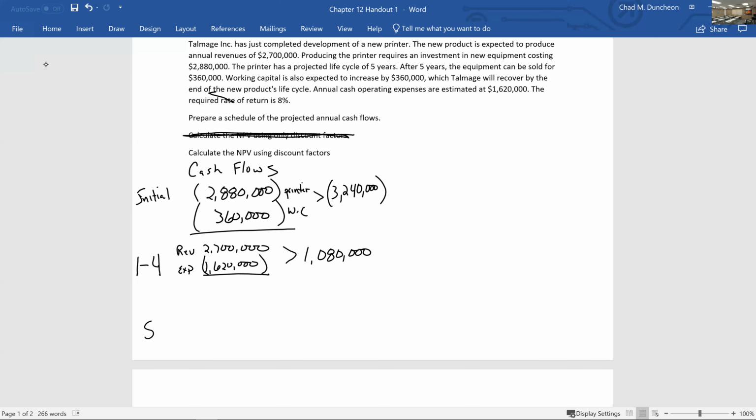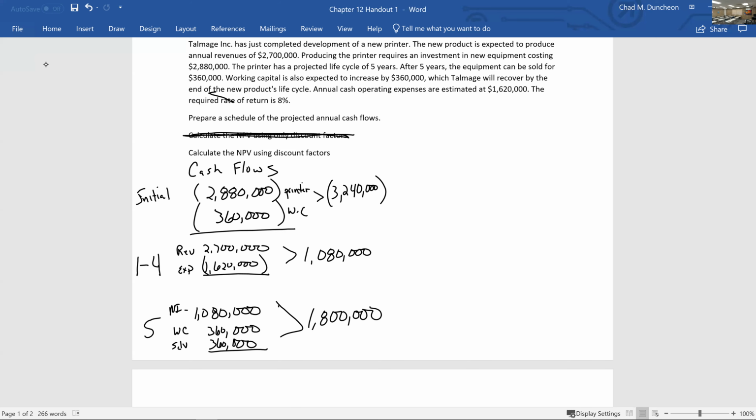Okay, in year 5, we're still going to get the net income of 1,080,000, but we are also getting our working capital returned. It's the working capital. And we also have a salvage value of $360,000 on the piece of equipment. So we'd sell it for $360,000. So $1,800,000 is the amount of cash we expect to collect at the end of year 5.